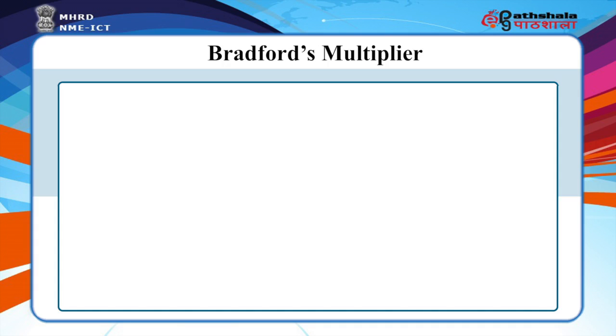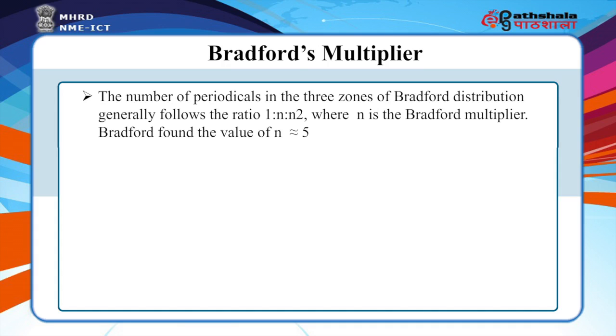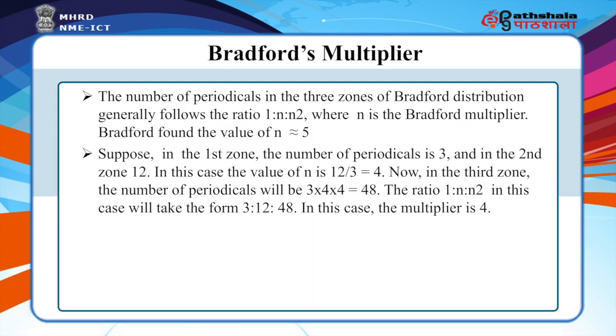Bradford multiplier. The number of periodicals in the 3 zones of Bradford distribution generally follows the ratio 1 : n : n², where n is the Bradford multiplier. Ravichandra Rao analyzed the Bradford multiplier with a small sample of 12 data sets using the t-test. An attempt has also been made to identify a suitable model to explain the law of scattering. Among the various methods tried, log normal fits much better than many models, including the log linear model.